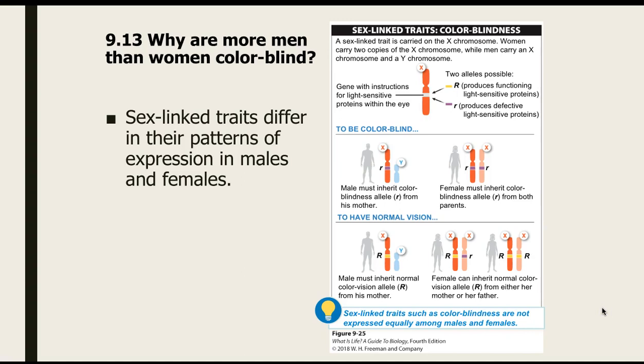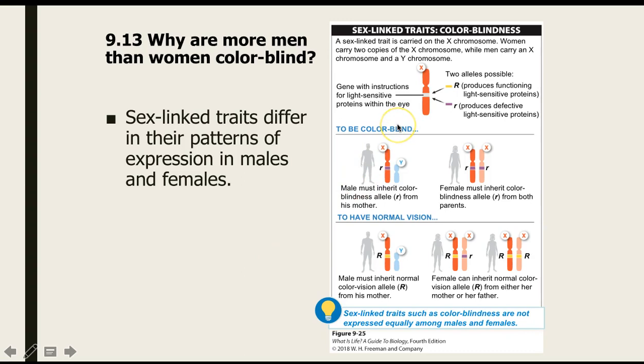The next topic that we're going to talk about is color blindness. And color blindness, as I hinted about before, is a sex-linked trait. I hinted about it a little bit when we were talking about pedigrees, because with pedigrees, you can tell whether or not a trait is inherited on the X chromosome or not. So let's take a look at color blindness, which of course is inherited on the X chromosome.